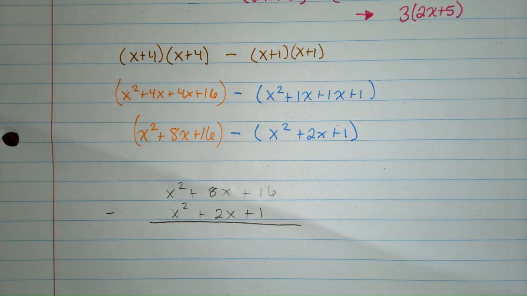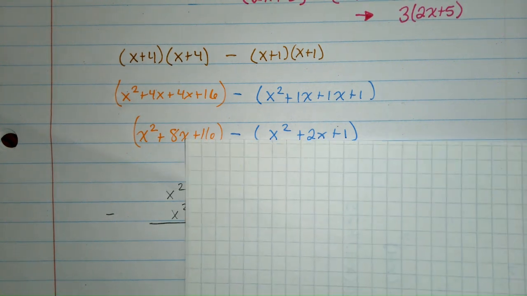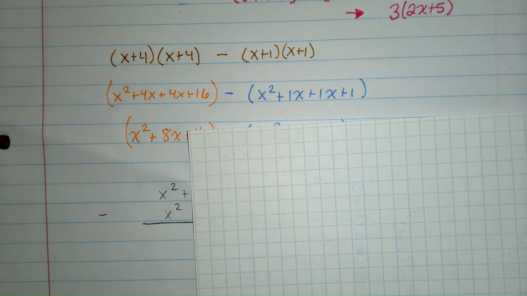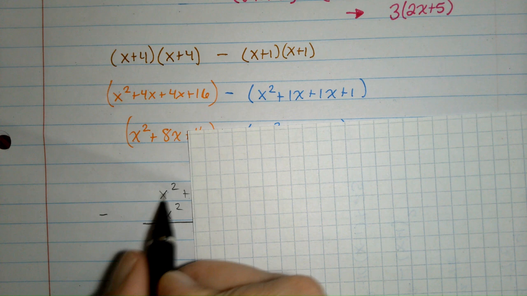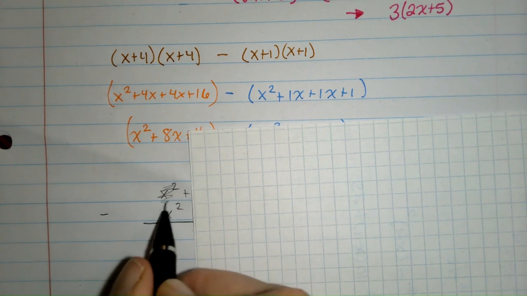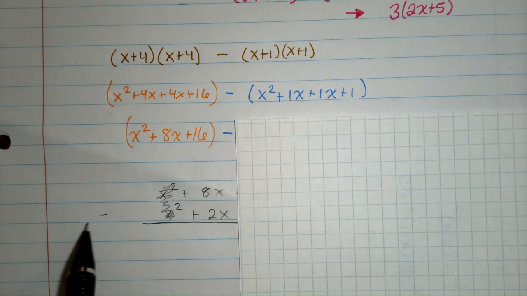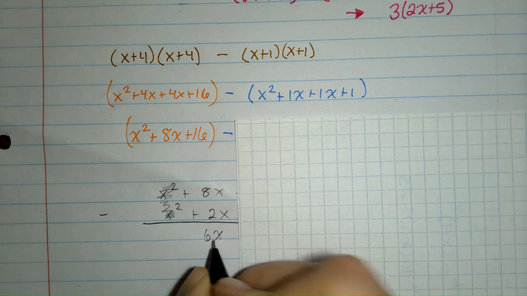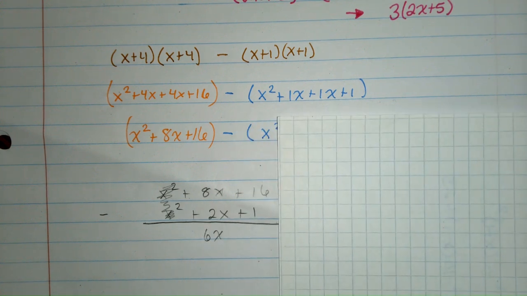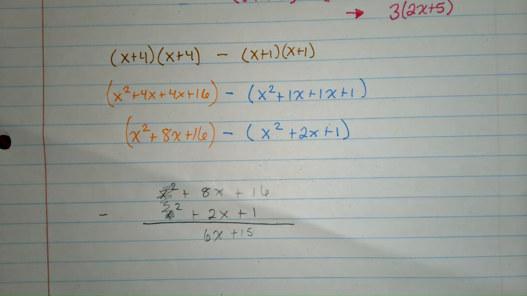Okay, so we're doing a subtraction problem. So we're just going to focus on each part at a time. So the first thing we're going to look at is x squared minus x squared. And 1 minus 1 is 0, so that cancels out. 8x, 2x, and we're subtracting. So 6x, and 16 and 1, and we're subtracting, and that would make a positive 15. So the original problem of x plus 4 quantity squared minus x plus 1 quantity squared just simplified to 6x plus 15.